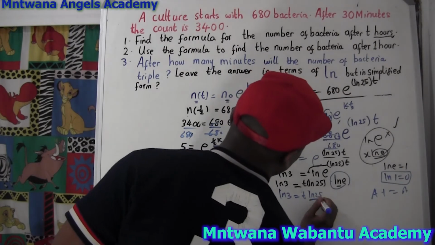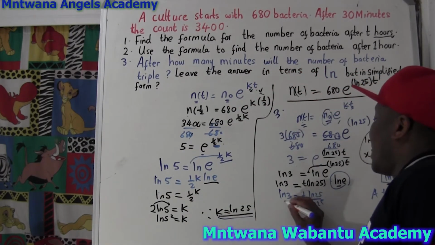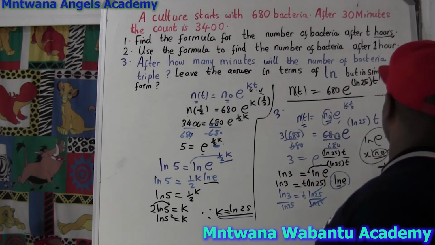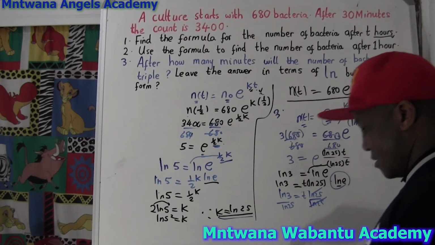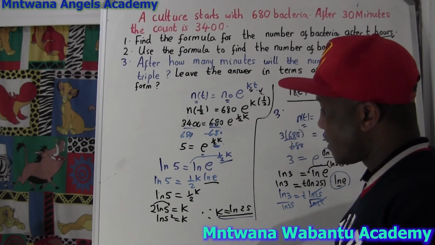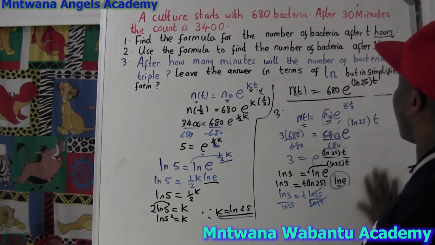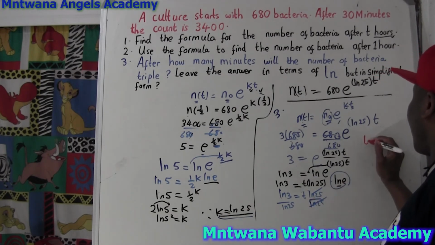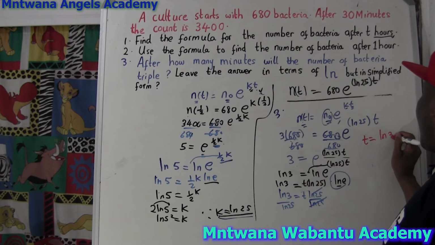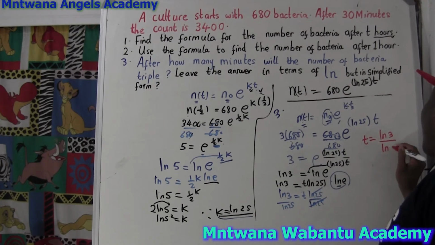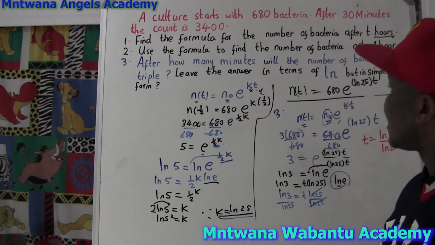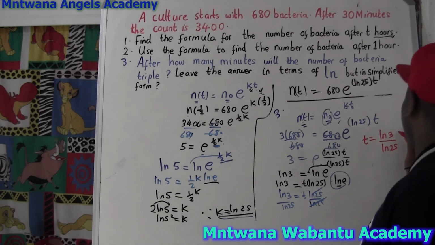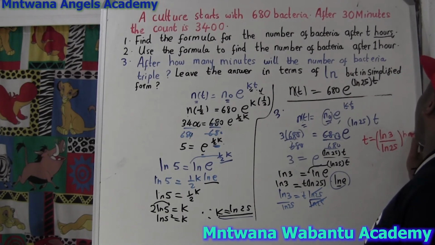So we want to get t. What are we going to do? Divide by ln of 25, and this is divided by ln of 25. So finally, our t equal to ln of 3 over ln of 25. That's all. So this is going to be our t. Let's see if we did everything correct. Yes, okay.